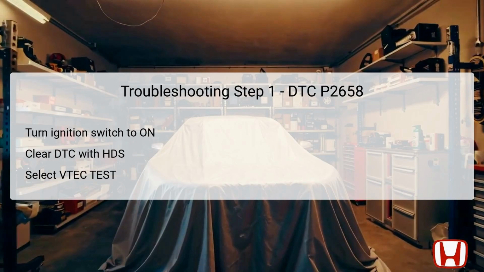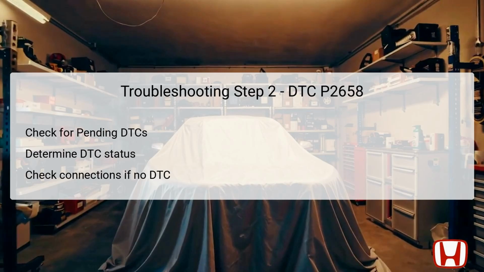Next, you need to select the VTEC test from the inspection menu in the HDS. This testing option allows you to activate the rocker arm oil control solenoid A and assess its operational status. Completing these preliminary steps ensures that the system is in a baseline state before further diagnostics, providing a clear path to determine whether the issue persists.